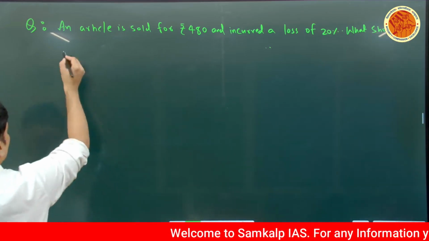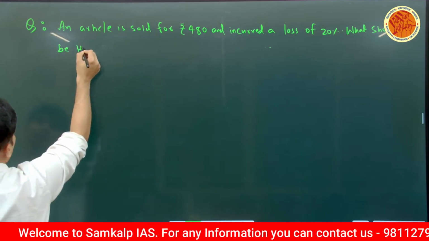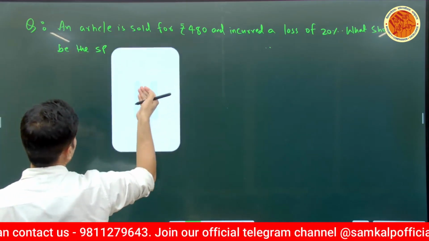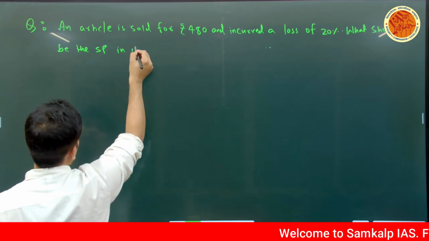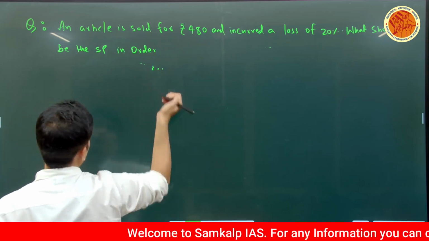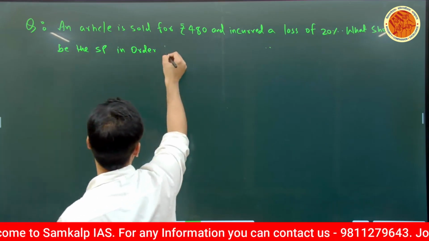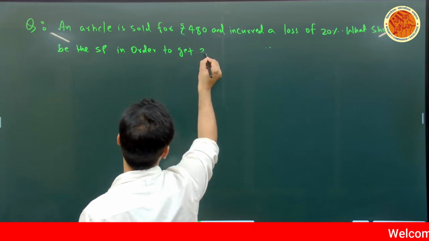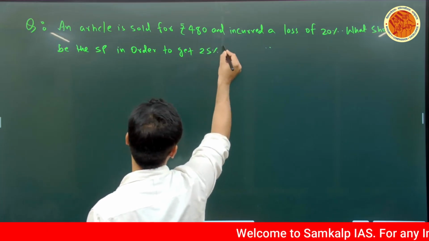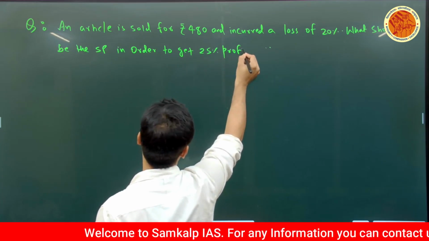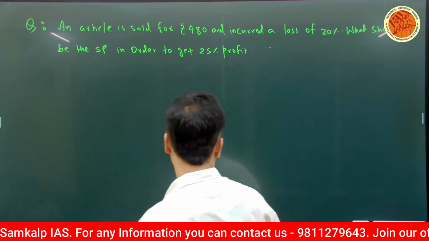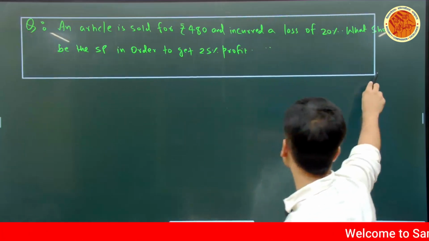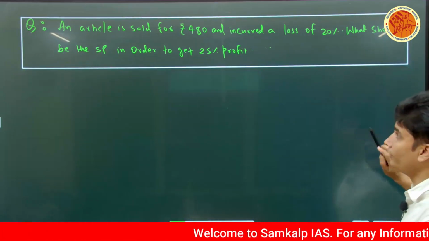This is basic concept, right? What should be the selling price in order to get 25% profit? In order to get 25% profit.